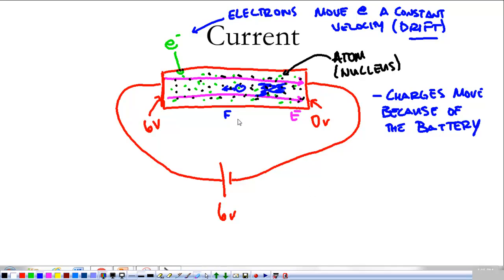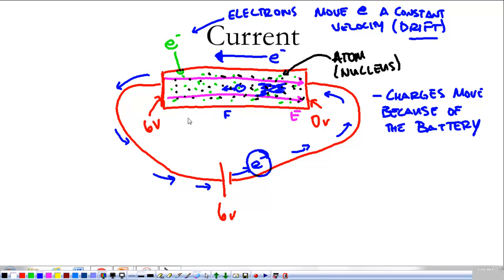Now, we see here that all of the electrons move in this direction. So, for the battery, electrons are pumped from this end, and again, this is electrons, all the way through until they get to the positive end of the battery. Electrons want to go from negative to positive. These charges are moving because of the battery. And that's what current is.